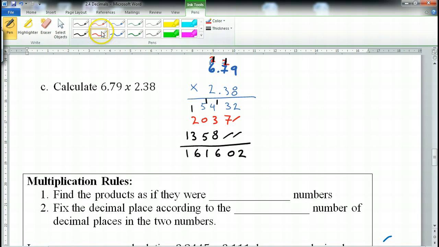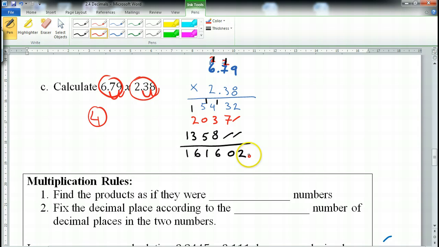In order to figure out where the decimal goes, you have to count the number of decimal places in your original 2 numbers. My original 2 numbers are these guys over here. So how many decimal places does the 6.79 have? Well, it has 2 decimal places and 2 decimal places over here, which gives me a total of 4 decimal places. Well, how is that information useful? Well, my final answer is also going to have 4 decimal places.